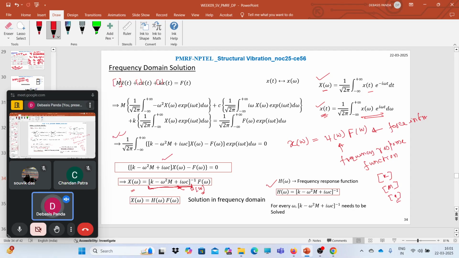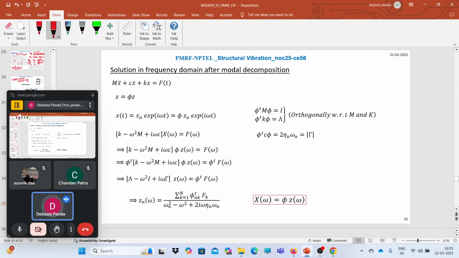Rather, if we can express this in modal coordinates, we don't need to do the inversion. Like in your single degree of freedom system, the response in the frequency domain is the frequency response function times the force in the frequency domain, and if we have the system matrices K, M, and C, we can easily formulate H omega. Now, how can we express it in modal coordinates, so that we can replace this inversion, right?